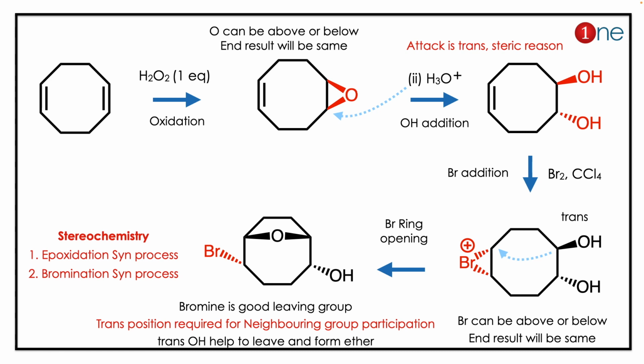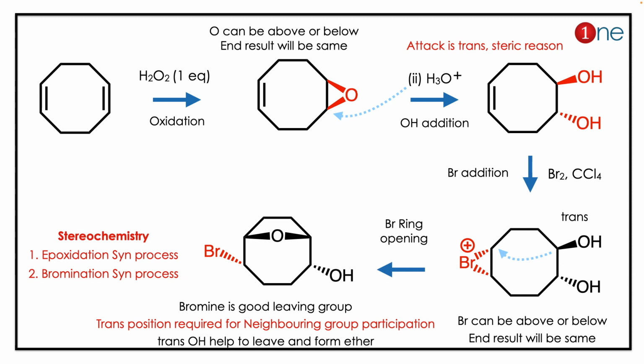First step, you are adding hydrogen peroxide. It will form epoxide in the ring. So epoxide is a strained system. You are doing acid hydrolysis. So what really happened? Acid hydrolysis leads to the ring opening in the trans version. You have trans diol there.